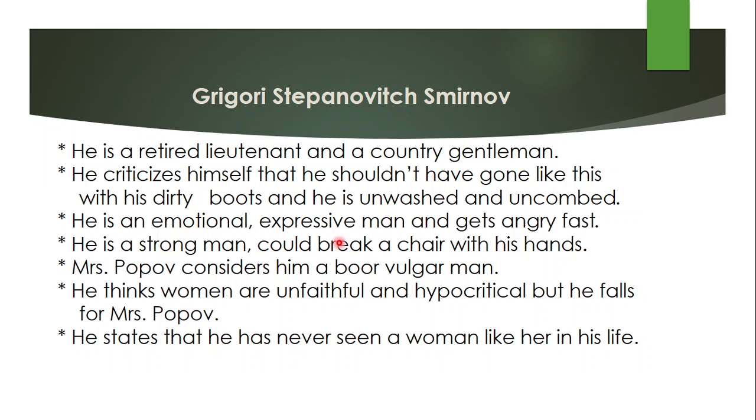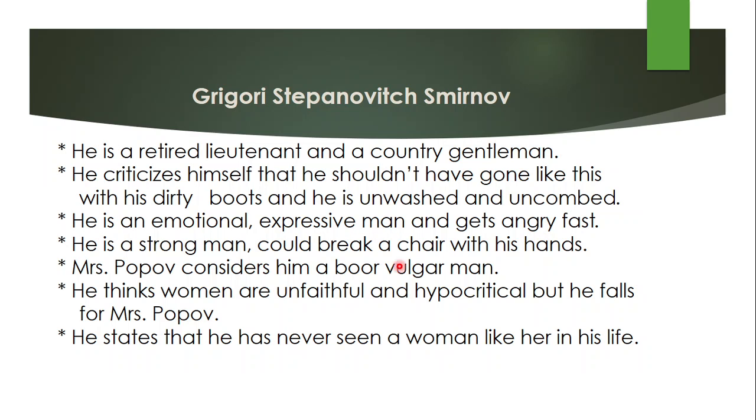He is an emotional and expressive man. That's why he was deceived many times, and he fell in love with many women and girls. Expressive means whatever he feels, he responds suddenly, whether it is love, anger, or anything at all, and he gets angry very quickly. He is a strong man, could break a chair with his hands, because at one time he was holding the chair, and in anger he touched it, and it fell. So he's emotional, expressive, and gets angry fast.